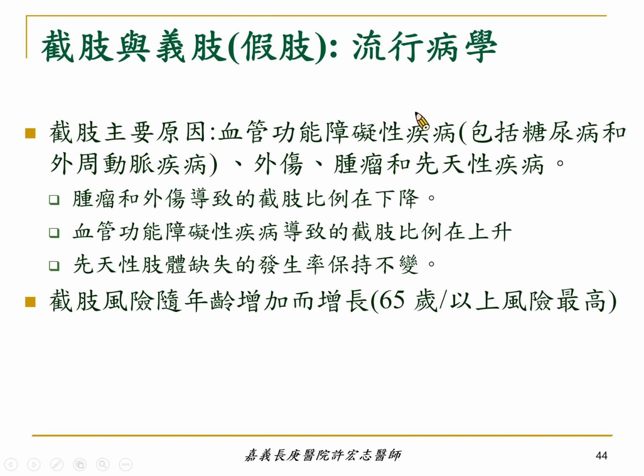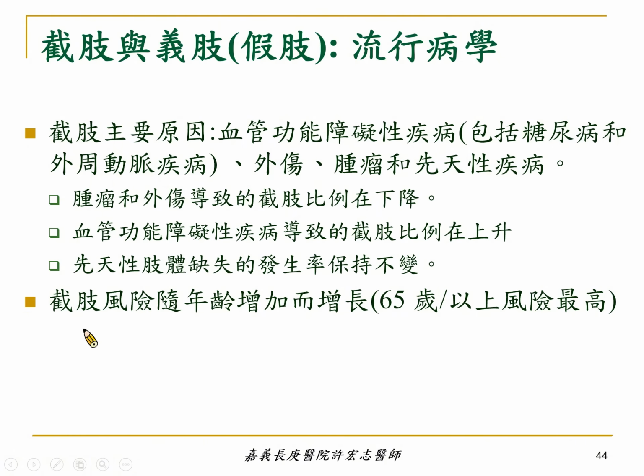Okay, this is the epidemiology of the traumatic amputations. We can see that diabetes, peripheral vascular disease, trauma, or tumor will cause amputations. Nowadays, amputation from tumor and trauma is decreasing. However, the vascular deformity ratio is increasing these days, for example, diabetes and uremia. As for the congenital limb deficiency, the incidence remains constant.